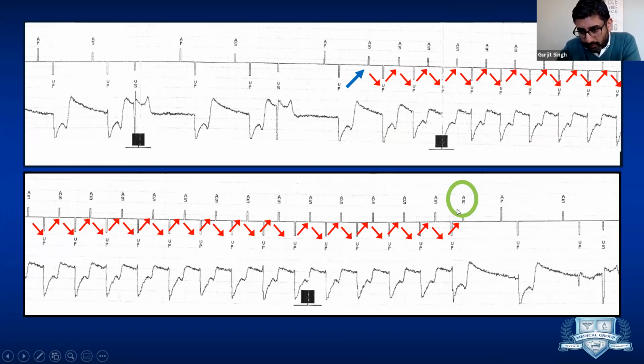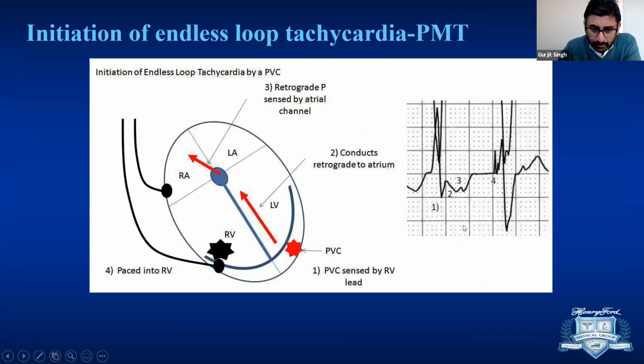So what the PMT algorithm usually does is it prolongs your PVARP for a certain duration of time, to see if the atrial signal falls into the refractory period. And if it does, and the tachycardia terminates, that usually is a diagnosis of PMT, okay? So again, a pacemaker-mediated tachycardia, I'm sure somebody must have covered that.